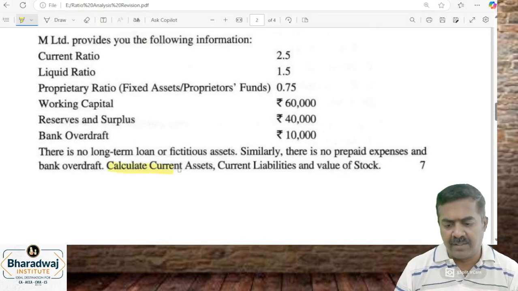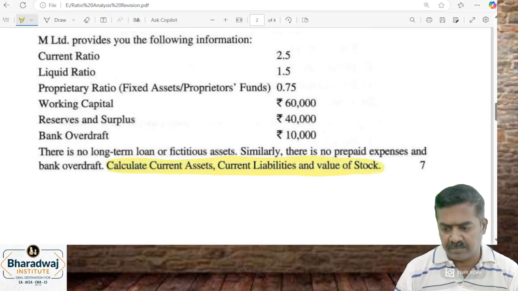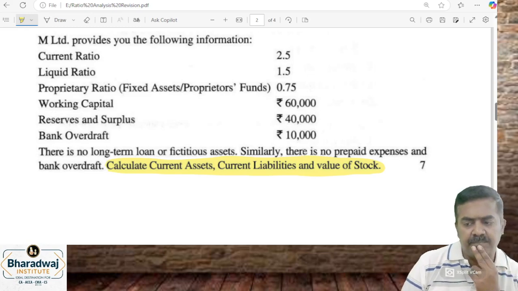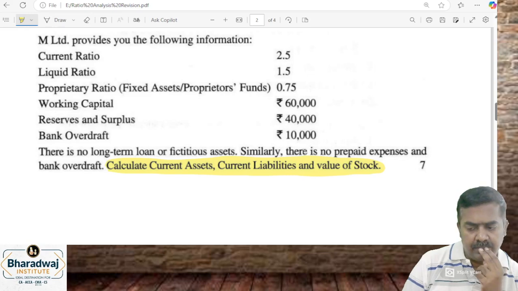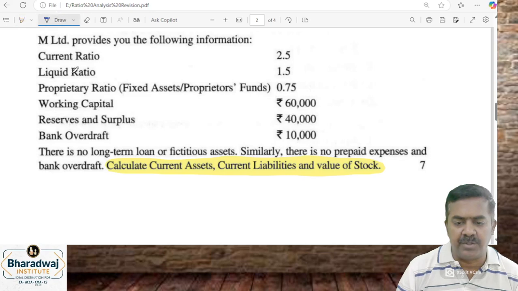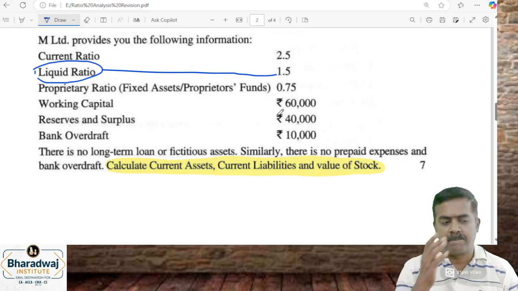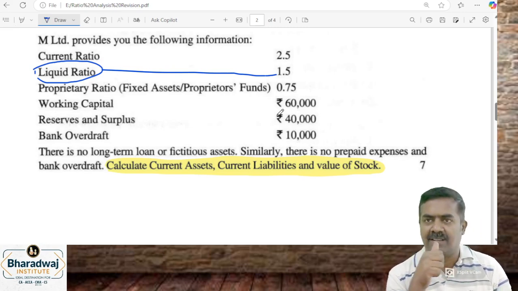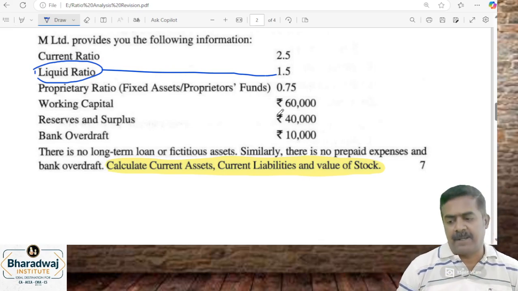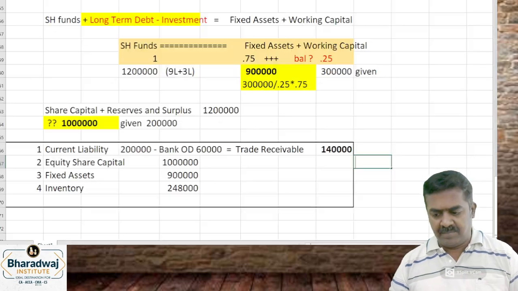They ask you to find out current assets, current liabilities, and value of which one? Current ratio கொடுத்திருக்காங்க, liquid ratio கொடுத்திருக்காங்க, fixed asset to shareholders funds கொடுத்திருக்காங்க, working capital is given, reserves and surplus, bank OD is also given to us. Please remember, it is not quick ratio, it is which ratio? Liquid ratio. கொஞ்சம் கேர்ஃபுல்லாக ஒர்க் அவுட் பண்ணுங்க. Current asset minus stock divided by current liabilities is liquid ratio. Try பண்ணுங்க. இதை போயிட்டு ரிவைஸ் பண்ணுங்க.